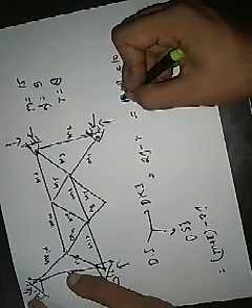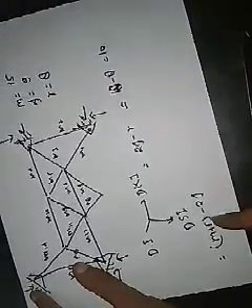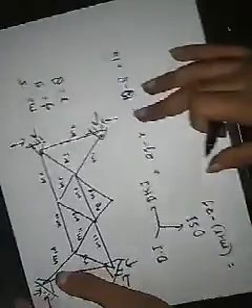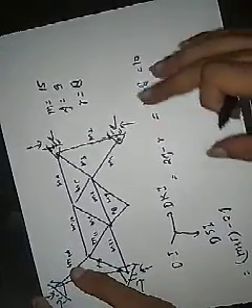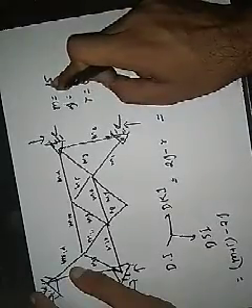18 minus 8 equals 10. And we have degree of static indeterminacy equals m plus r minus 2j. 15 and 8, 23.